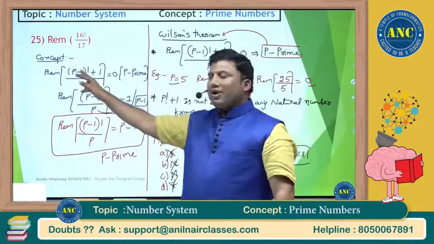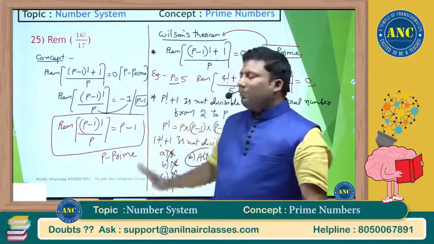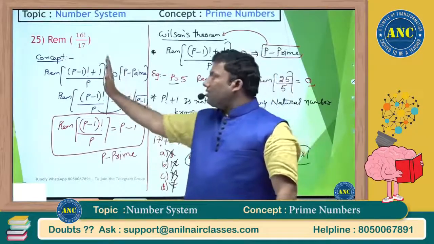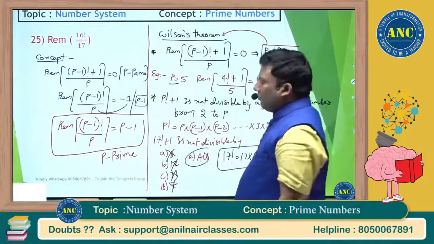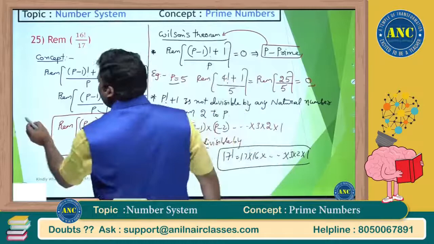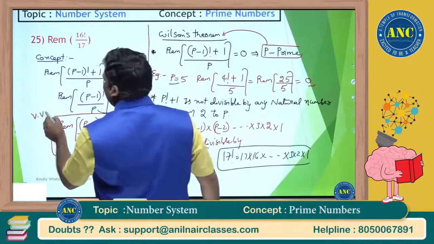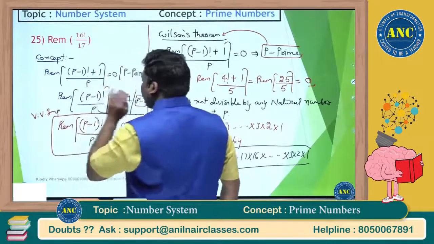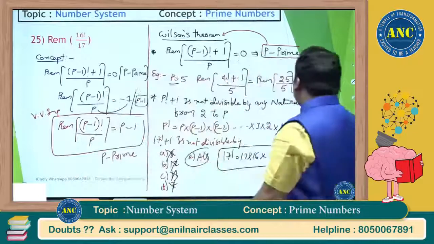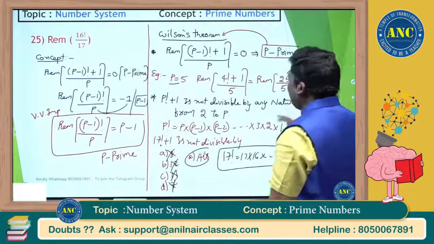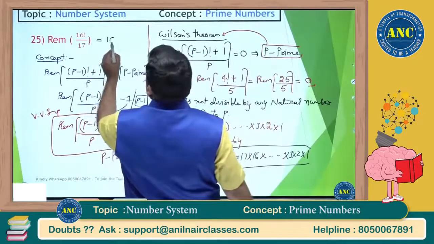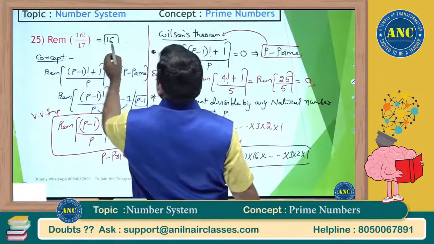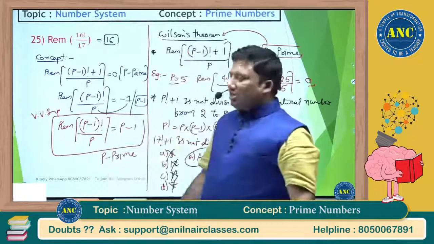(p minus 1) factorial plus 1 when divided by p is 0. Plus 1 goes to the right hand side, it is minus 1. So p minus 1. Very, very important concept. (p minus 1) factorial divided by p is p minus 1. So 17 minus 1: the answer for this question is 16.